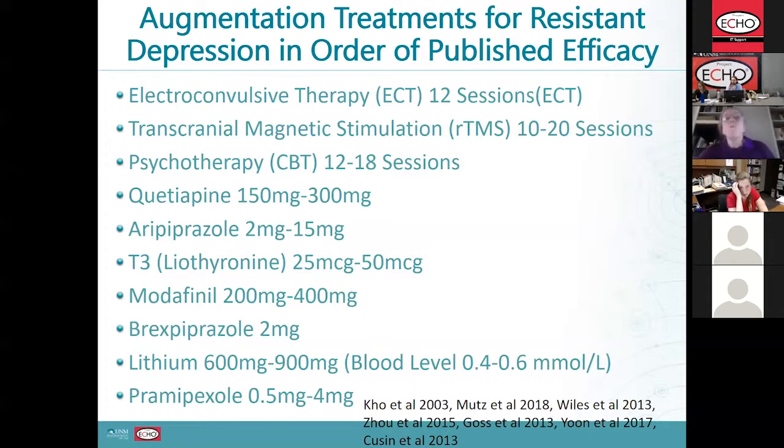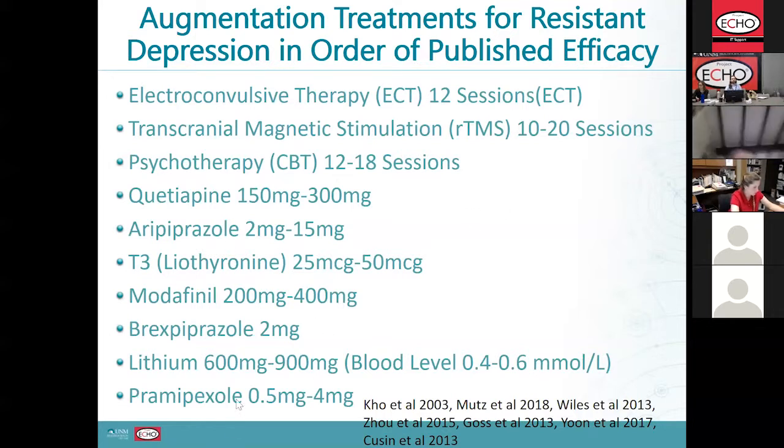If you've got somebody who's got a lot of cognitive deficits and you want to use the treatment that is going to be most preserving of cognition, TMS is probably your treatment of choice. Does that help answer your question, Lucia? Yes, thank you. You're welcome.